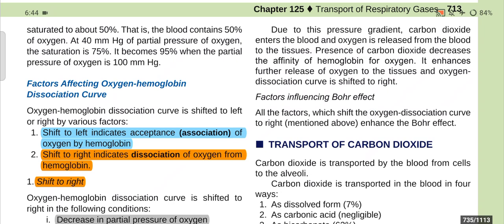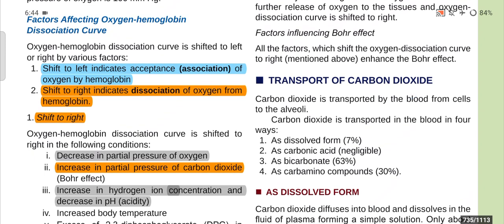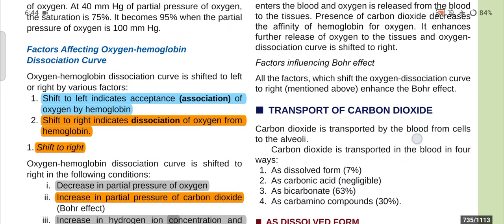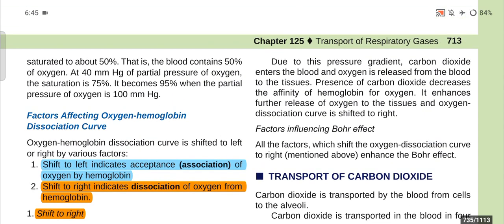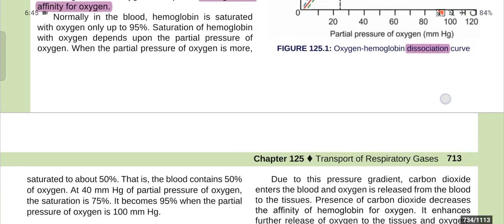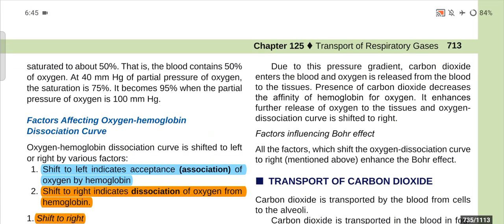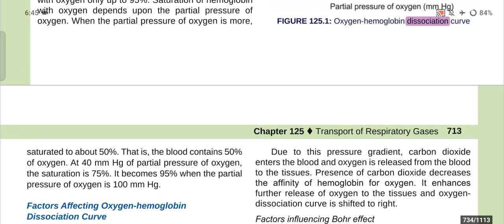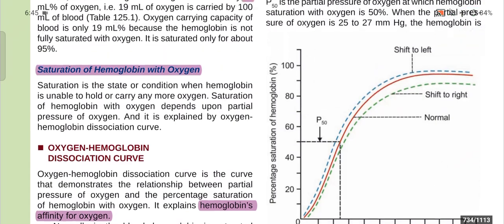Now what are the factors which influence the Bohr effect? Like the decrease in partial pressure of oxygen, then increase in partial pressure of carbon dioxide, increase in hydrogen ion concentration, decrease in pH, increase in body temperature. These are the factors which influence the Bohr effect. So this is our today's topic. We will discuss transport of carbon dioxide in the next video, and now we will summarize today's topic.